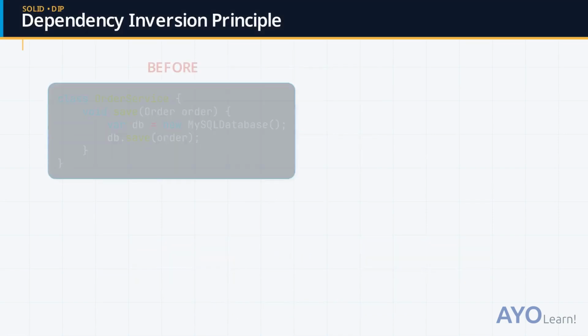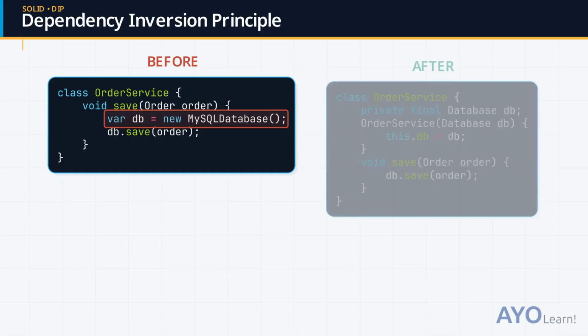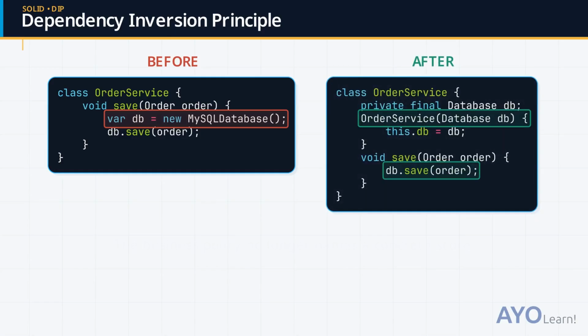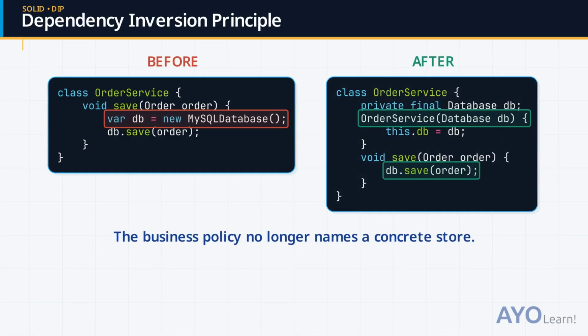Look at the before version. OrderService calls new MySQLDatabase directly, welded to one technology. After, the constructor accepts a database and save delegates to db.saveOrder. The business policy no longer names a concrete store.